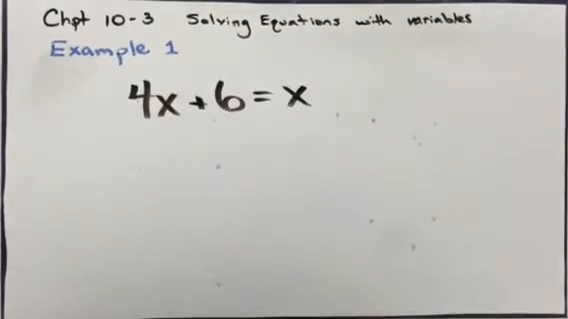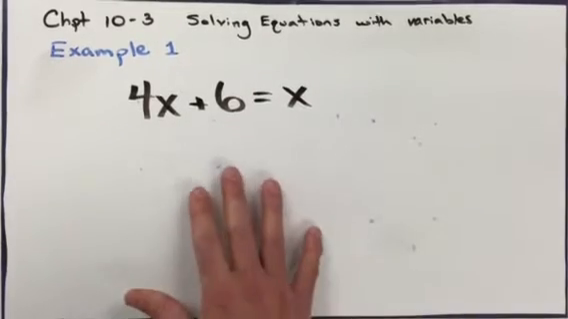Okay, so this is lesson 10-3, example number 1. And so this is the example that you see on your paper. And the book has a certain way of doing it, and I'm going to walk you through that process first, but then I'm also going to show you some other ways we can take a look at it.